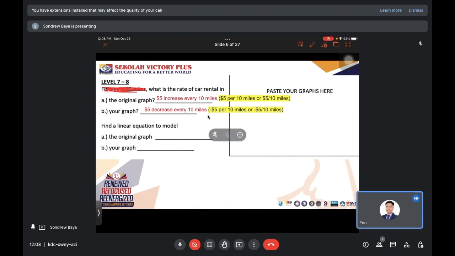That is why in symbols, we can use negative. So negative $5 per 10 miles. Negative means decrease. Okay?